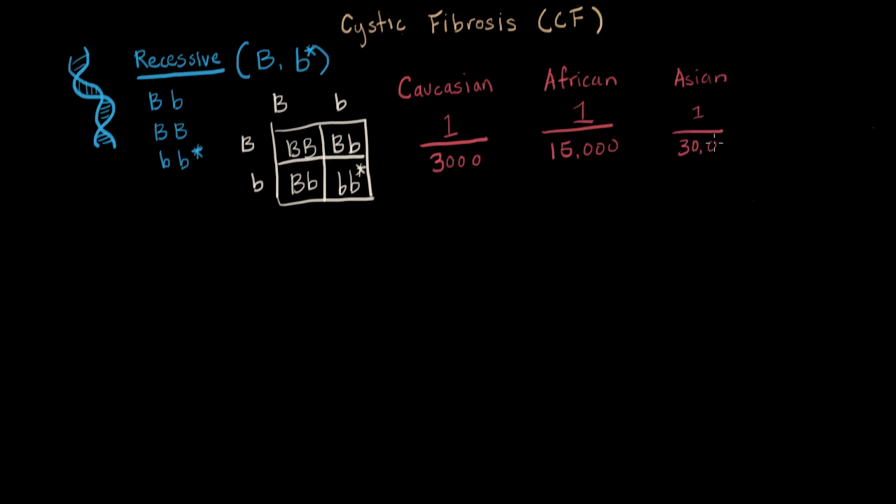Now these numbers, of course, change all the time, but the point is that the more frequent a gene is in a population, then there's more chance of you getting little b.